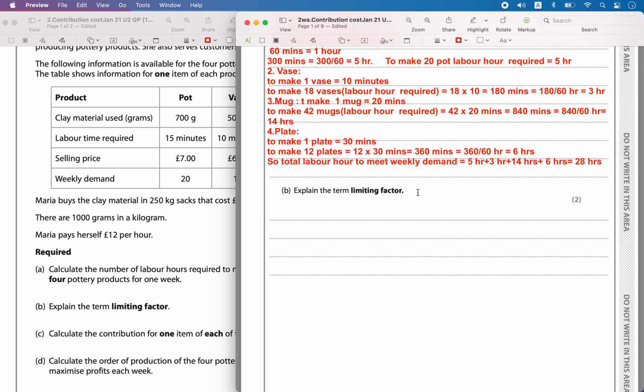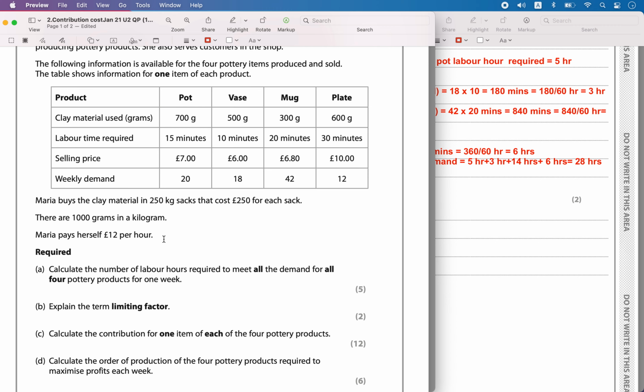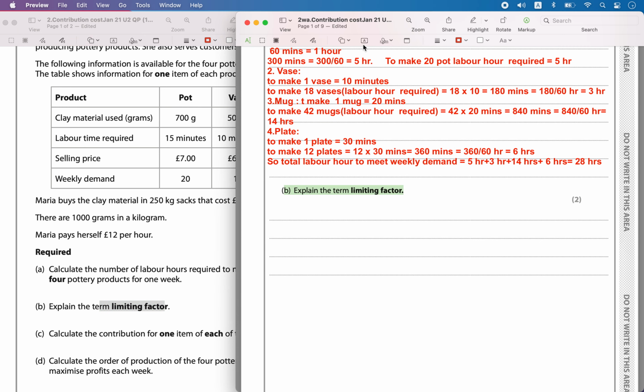Okay. Next one is explain the term limiting factor. What is meant by limiting factor? So limiting factors are the factors of production that restrict the quantity of production. It's going to restrict the quantity of production.